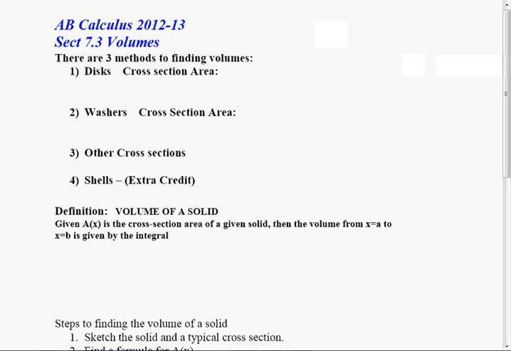The shell method is extra credit if you want to do it. You have a little quiz on it.